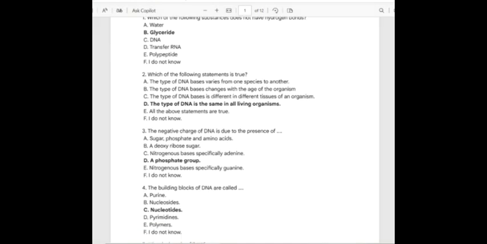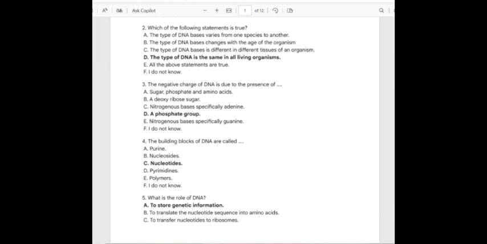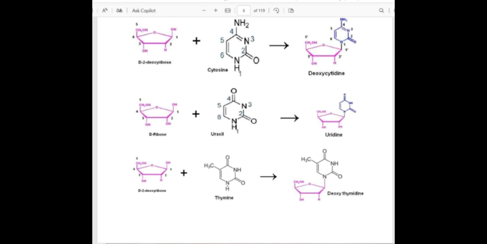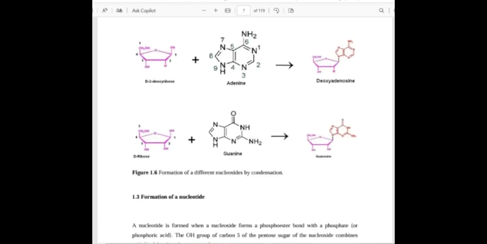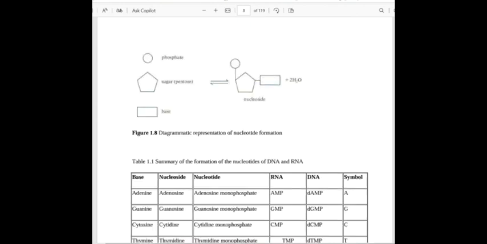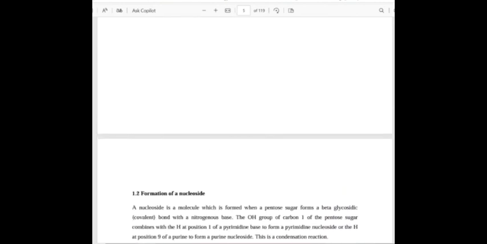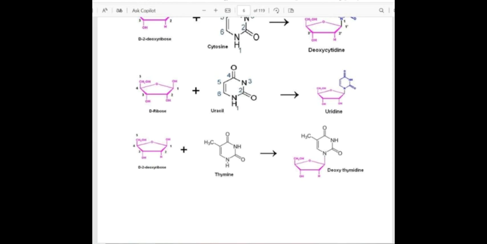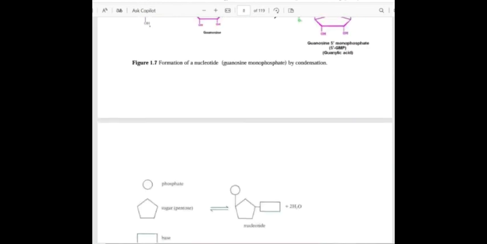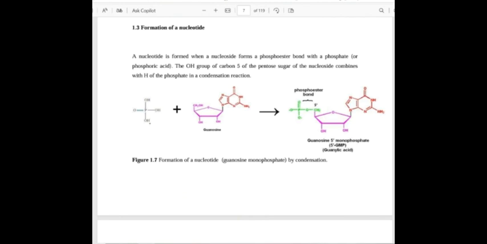Number three, the negative charge of DNA is due to the presence of. For this one, I'll go directly into our book. When you look at the nucleotide, I want you to see something about the way the electrons are distributed. In order to form a nucleotide, you have this phosphate group, let me just highlight it here. You have the phosphate group, the sugar, and the base right there.